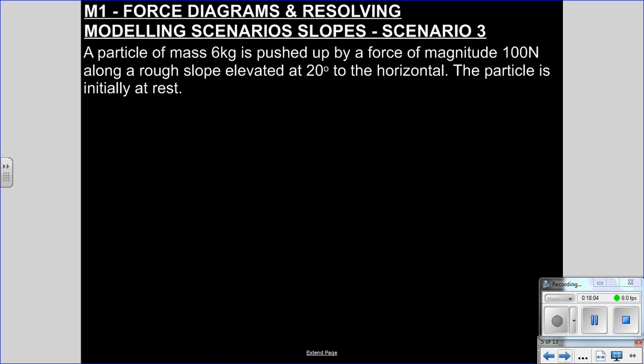So this time, we've got a particle of mass 6 kilograms being pushed up by a force of magnitude 100 along a rough slope. Okay, so here's a slope. It's saying the slope is elevated at 20 degrees to the horizontal. Now we start getting into the difficult, well, escalating in difficulty. Okay, here's our particle, 6g.